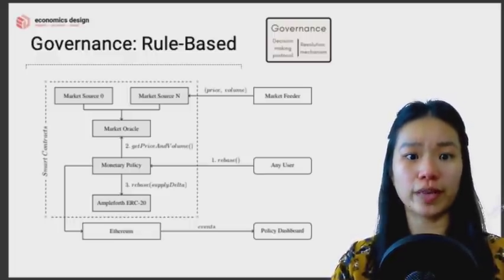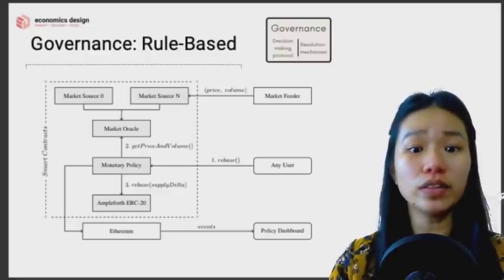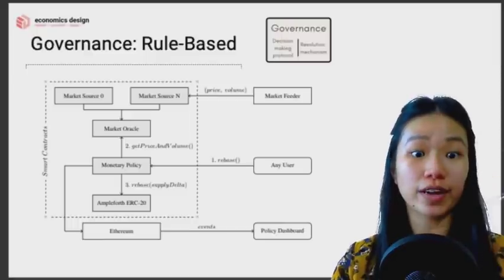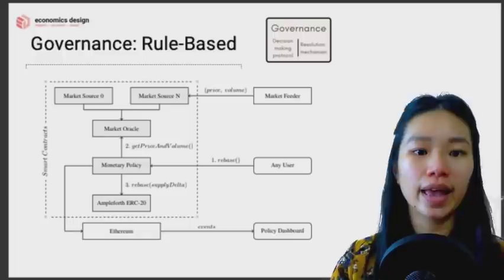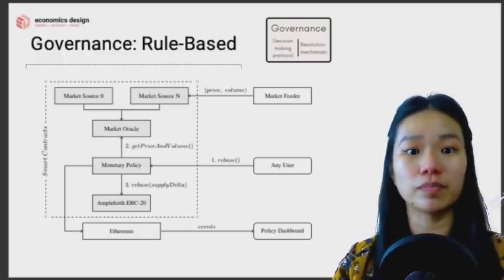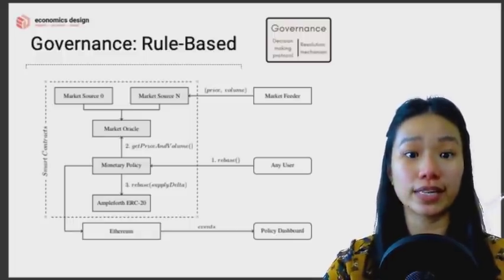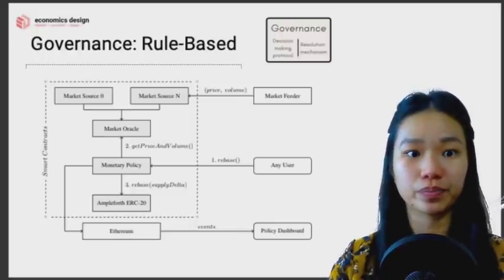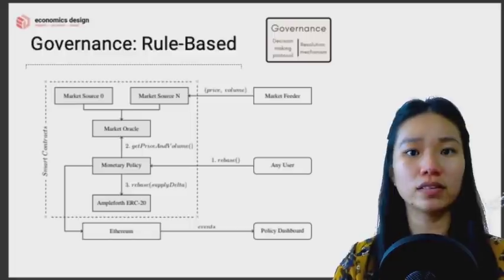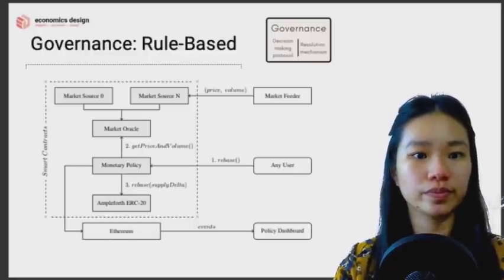So governance is rule-based. You can see that in the entire thing, the only element is the market feeder, which is your external oracle, providing information. Then you have the rebase, which is done by smart contracts, done by machines. And then it will affect users. But users will not be interacting directly with the smart contract. It's just the oracle, which is the market feeder. So governance: rule-based, no human interactions.